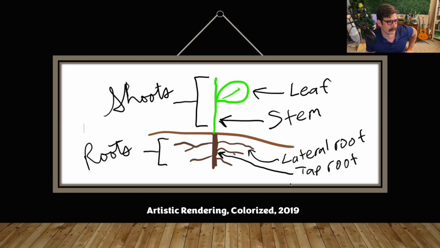This is my beautiful illustration. A beautiful illustration I drew in 2019. You have shoots on top, which has stem and leaf, and you got roots on the bottom, which has taproot and lateral roots. The taproot's the main one, and then lateral is the ones coming off. Sometimes they're called secondary roots. Big Sleepy Lion, thanks for following.